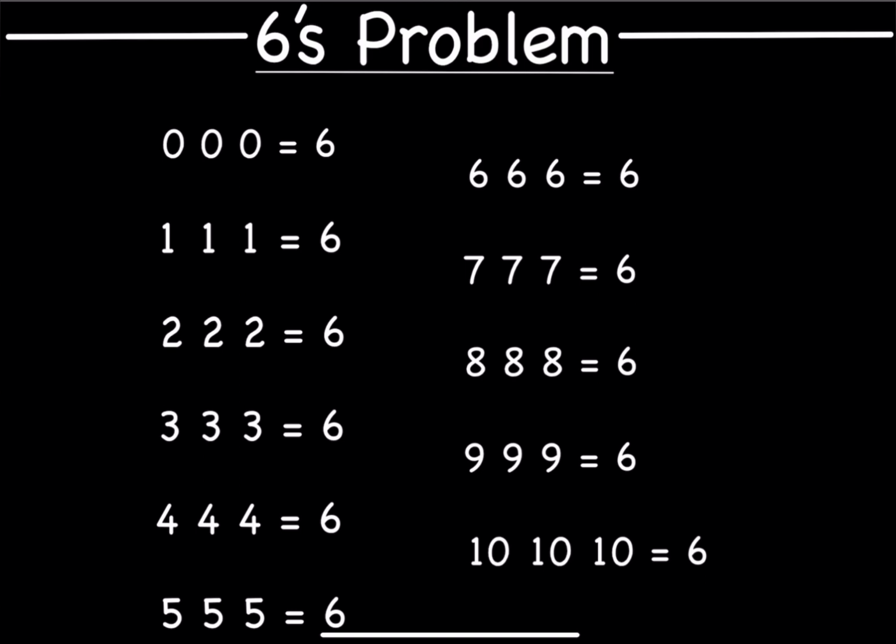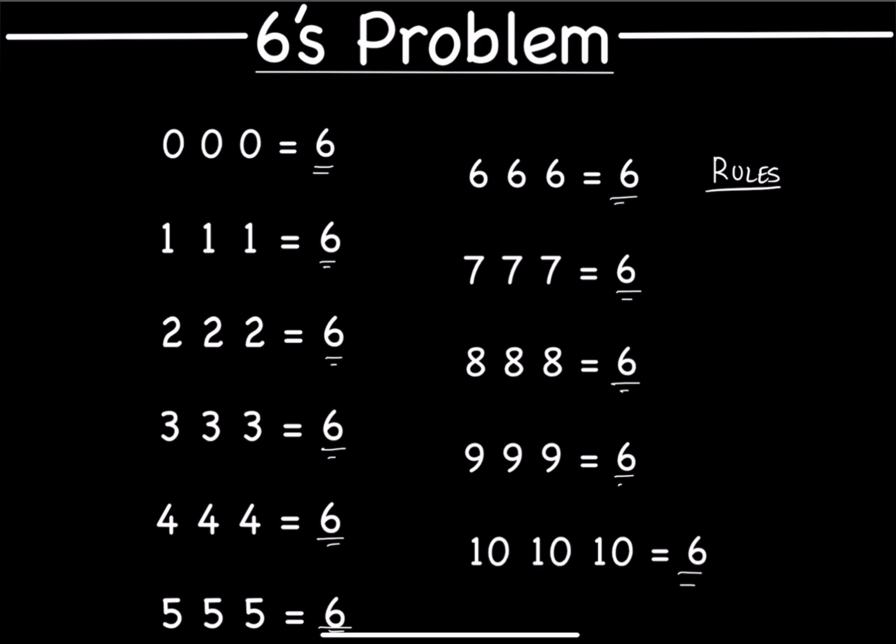We have been given all the numbers from 0 to 10, and we must find a way, using the three numbers that we have been given in our equation, to get the number 6. So you can see that in each of these equations, all of them have an answer of 6. So we have a few rules over here.